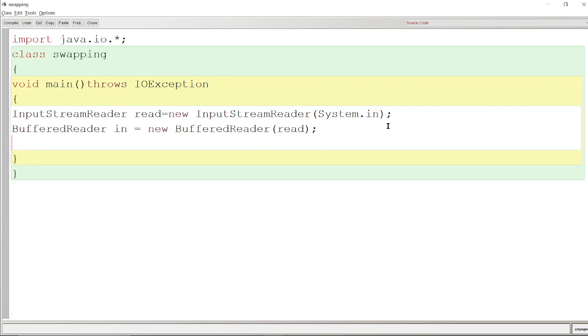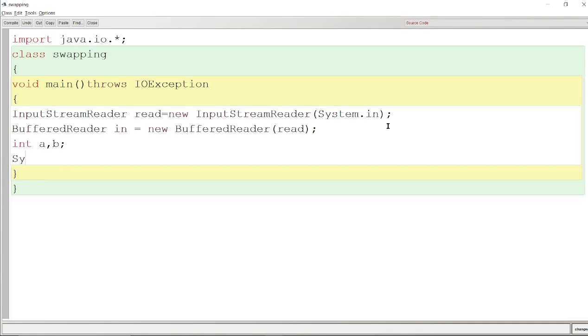Now you have to take input of two values, A and B. So write System.out.println, enter two numbers. I also have to write this so it makes sense.